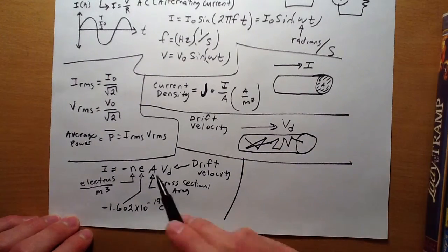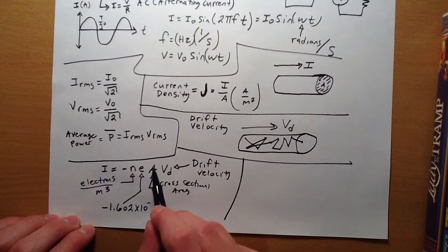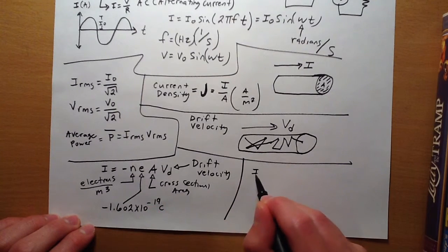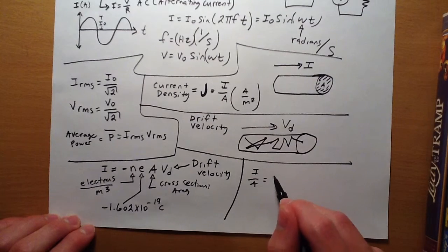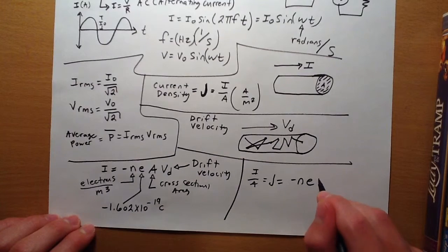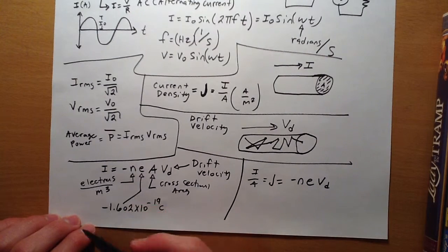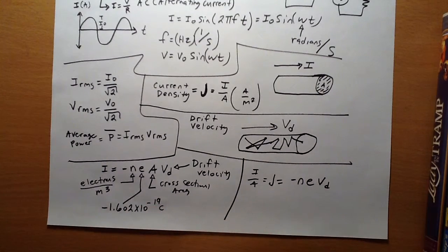Another way to solve this equation, you notice you can move this A over here, so I over A. We know that that is equal to current density, which is J. And that equals negative N E times drift velocity. N, electrons per meter cubed. E, negative 1.602 times 10 to the negative 19 coulombs. And VD is drift velocity. Using these equations, you'll get a problem, you'll know everything in the question except one constant. You plug everything in, you solve for that constant.